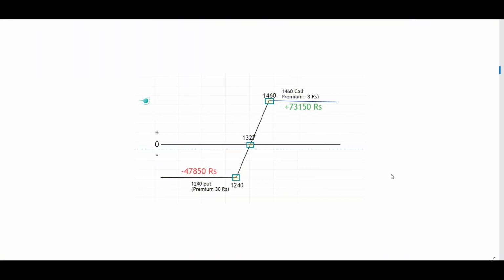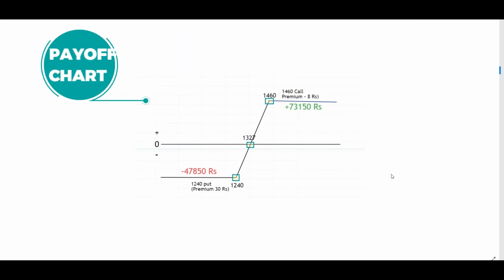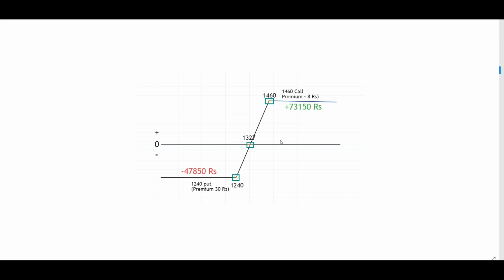Coming to the payoff, this is the payoff chart, guys. The center line here is 0, which is the break-even line. The break-even point is 1327, which means that if HDFC Bank goes above 1327, for every point we'll be gaining 550 rupees, so for 1328, 1329, we'll be gaining 550, 1100 rupees. And below 1327, for 1326, 1325 levels, for every point we'll be losing 550 rupees. On the lower side, the loss gets arrested below 1240 because of the bought put, and on the upper side, the profit gets arrested above 1460 because of the sold call.